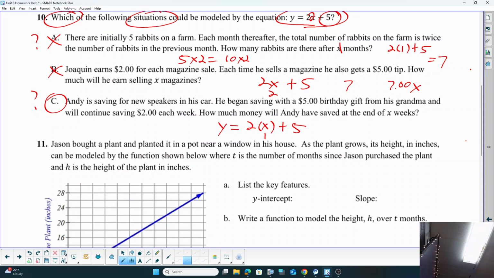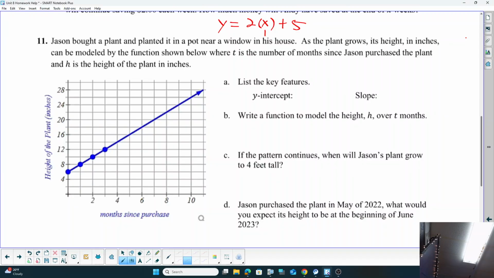Jason bought a plant and planted it in a pot. Whoa, how much time are we on? 19 minutes. Whoa, better stop. So he bought a plant and planted it in a pot near a window. As the plant grows, its height in inches is modeled by that function. Okay, so list the key features. What's the y-intercept? Well, it looks like we're going by 2s. So 0, 1, 2, 3, 4, 5, 6. That's important. What the? That's going by 1s? And the other one's going by 2s? That's silly. Yeah, be careful there.